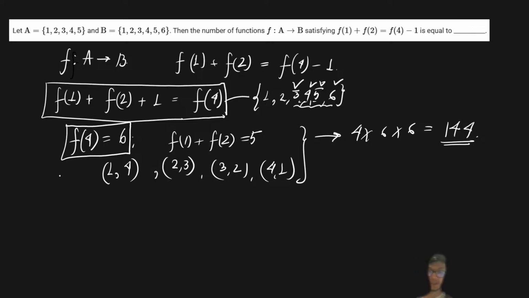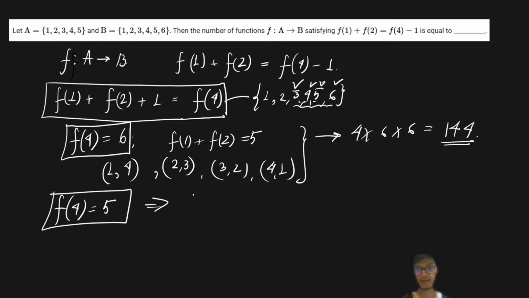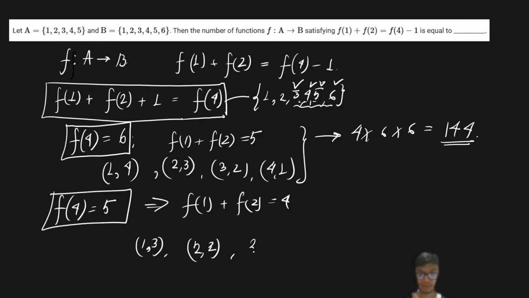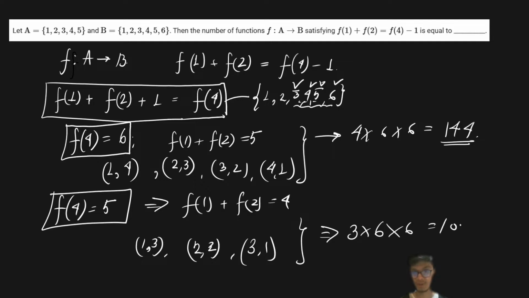Similarly, if I take f of 4 equal to 5, then I have to have f of 1 plus f of 2 equal to 4, which results in 1 comma 3, 2 comma 2 or 3 comma 1. There are three options in this case, and then f of 3 and f of 5 can take any of the six choices. Therefore the total number of functions in this case will be 3 into 6 into 6, which is equal to 108.